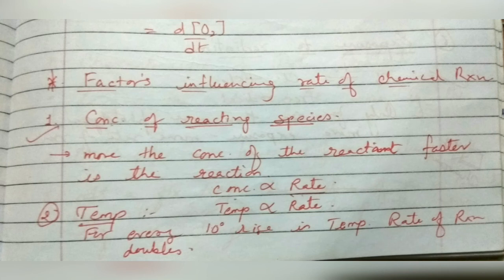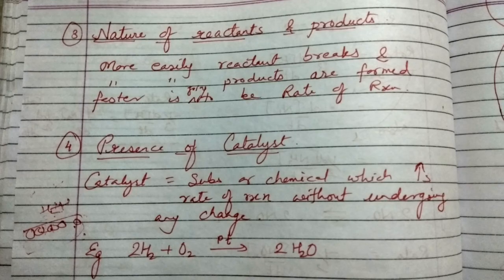Also there are certain more which we are going to see now, that is the nature of the reactant and the product. The more easily the reactant's old bonds break and the more easily new bonds form in the product, the faster is the rate of reaction. Remember this.